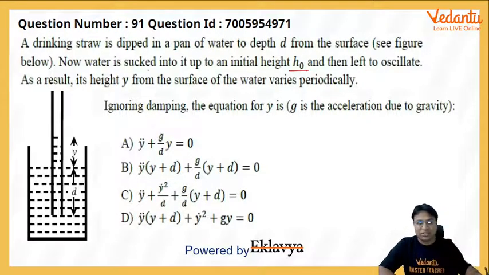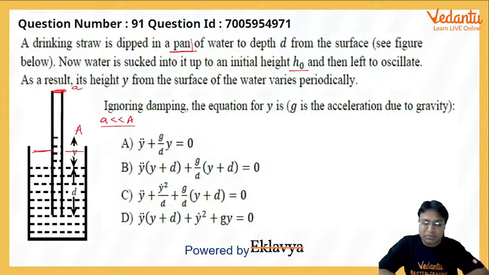That is the first point. The second point is, why did they use the word pan? Why not a cylindrical container? The most likely reason is because we generally imagine a container of large area when we talk about a pan. So what we intend to mention here is that the cross section area of the straw and the cross section area of the pan differ from one another in a manner that a is much smaller than A. So most likely the reason for using the word pan is this.